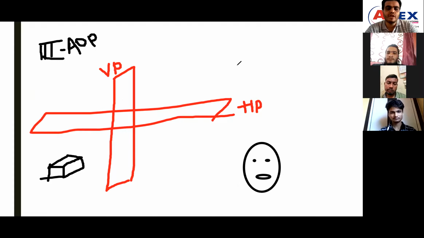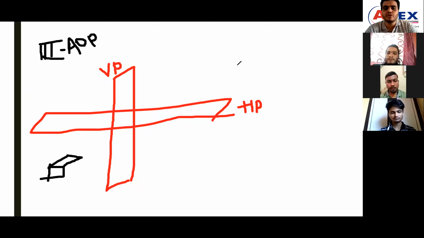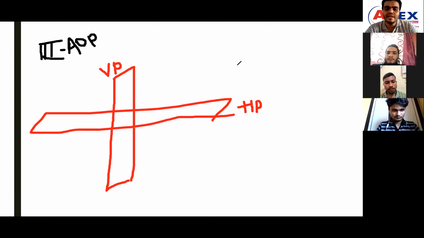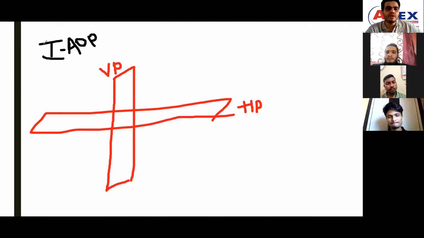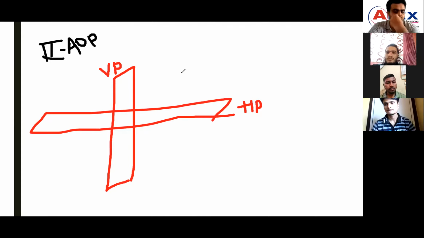One more thing I would like to tell you: the first angle of projection is what we see in Indian industries, while European industries use the third angle of projection. Okay, fine. Now we'll see why we are not using the second angle of projection.